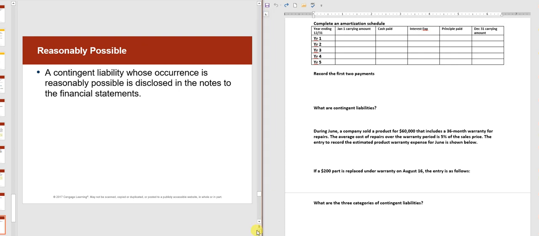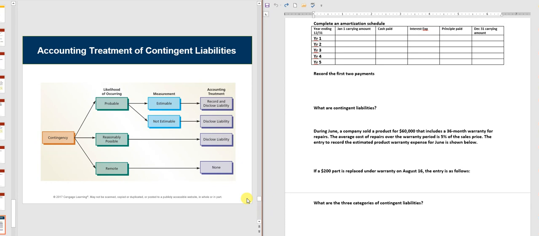Okay, so I really want to get to a chart. Remember I said it was probable, reasonably possible, or remote. Let's talk about the lawsuit. If I think losing the lawsuit is probable and I can estimate the amount, then I actually book a journal entry, like the warranty expense and warranty payable, or in my case, lawsuit expense and liability under lawsuit payable, to make it simpler. I record it and disclose it in the notes. So probable and you can estimate it, you record it and disclose it in the notes. That's what we did here.